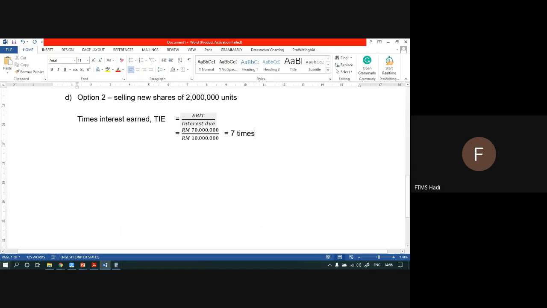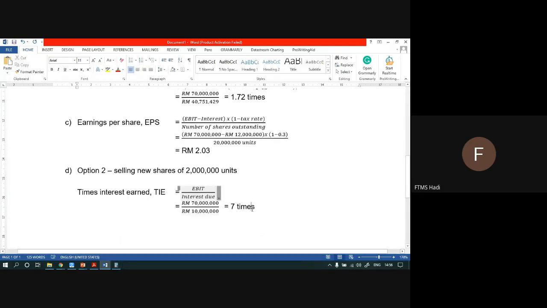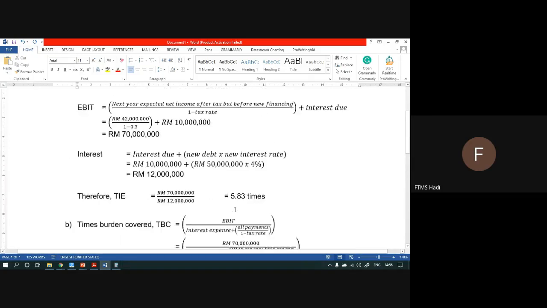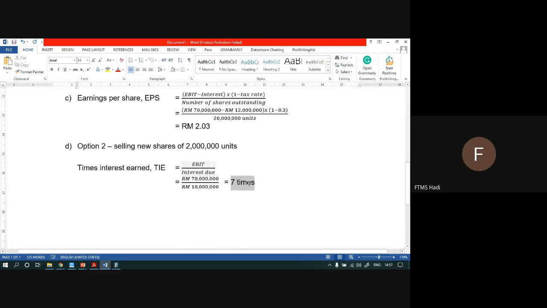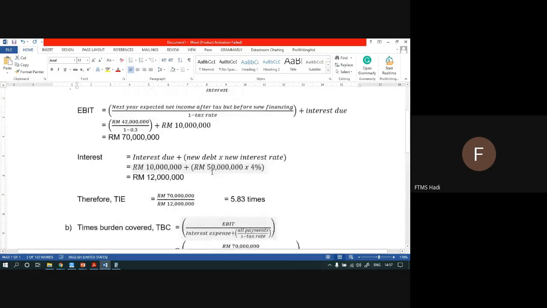You see the difference between the option 2 answer, TIE 5.83 times, and this one, 7. Why is this one lower compared to this one? Because they included the new loan and new interest. That means the company needs to pay more. If the company needs to pay more interest, definitely TIE will reduce.